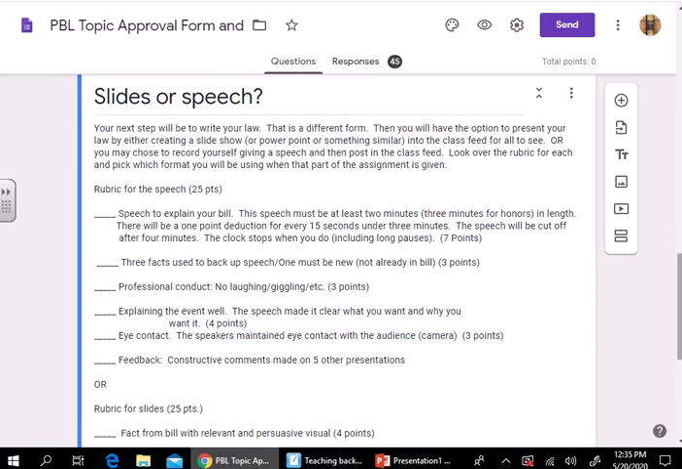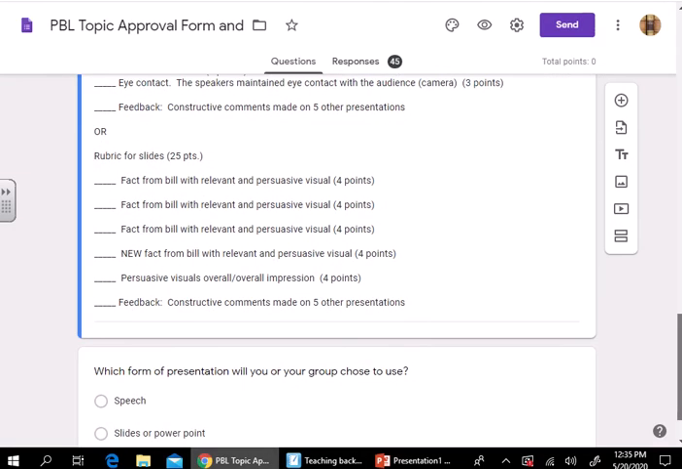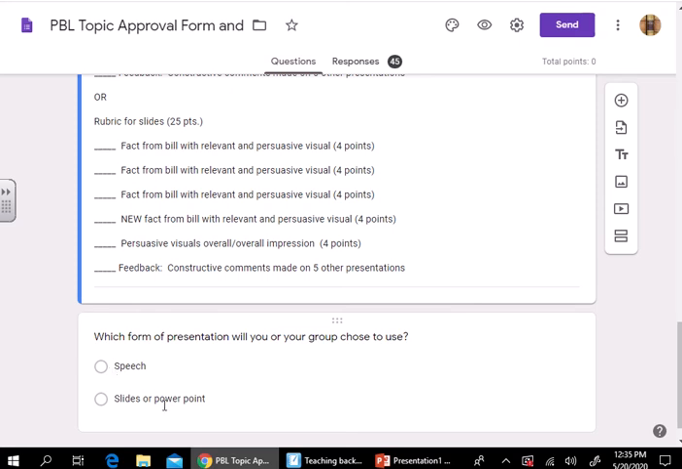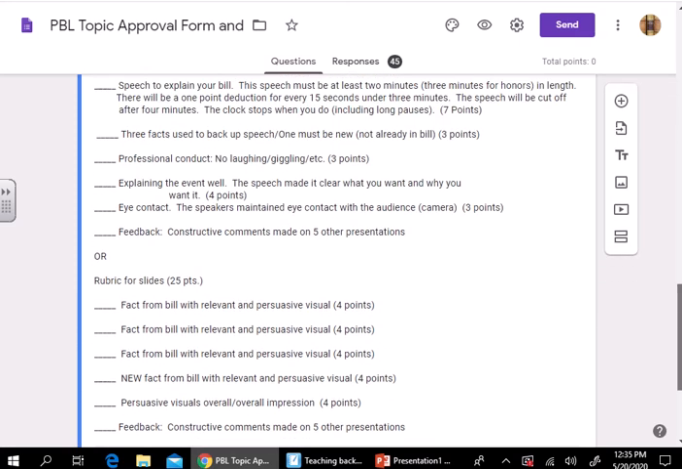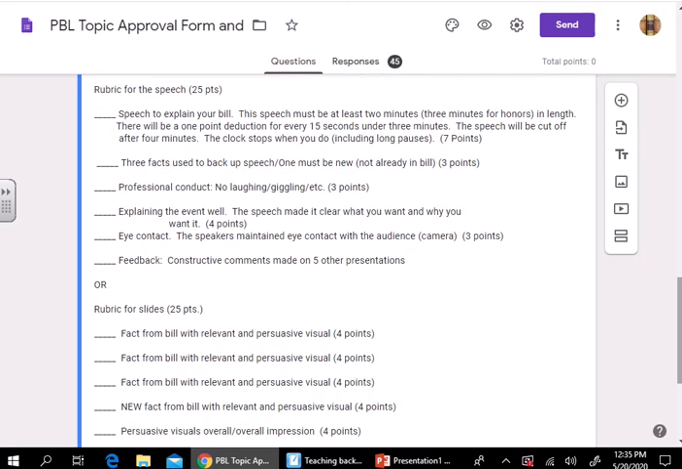Now you've chosen which one you're going to do. So you said at the bottom of this form, I'm going to do the speech or I'm going to do the PowerPoint. Most of you chose the PowerPoint, but some of you did choose the speech, and that's fine. I'm grading those a little bit differently because they're different formats. So let me explain what this is going to look like.